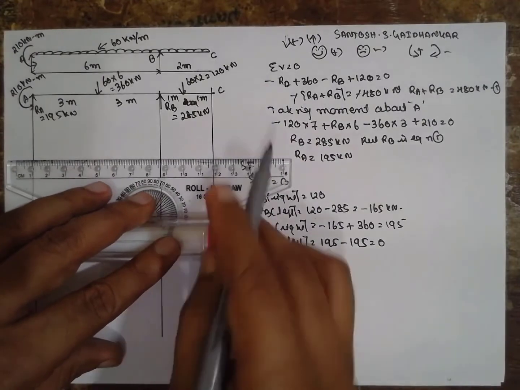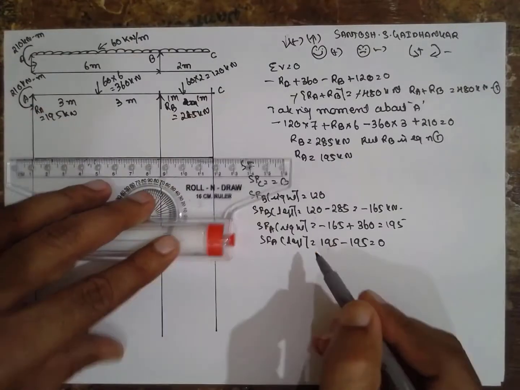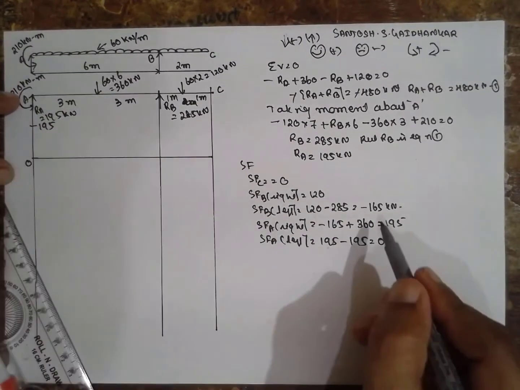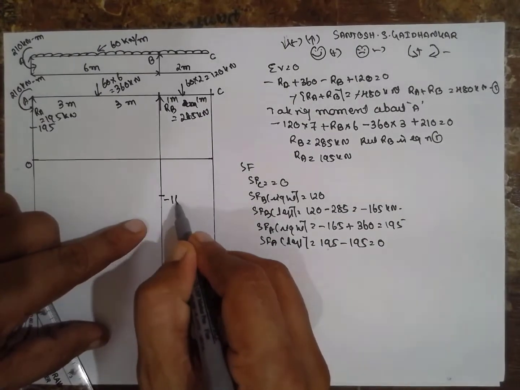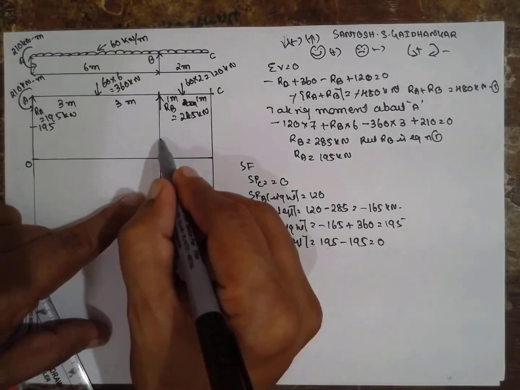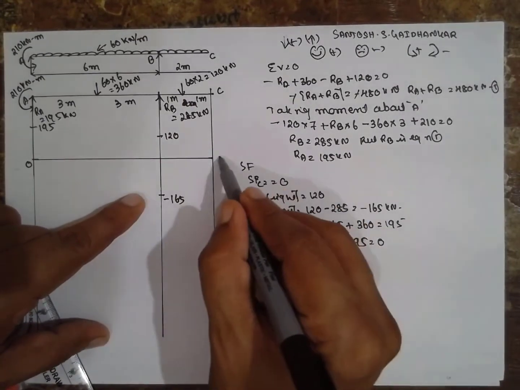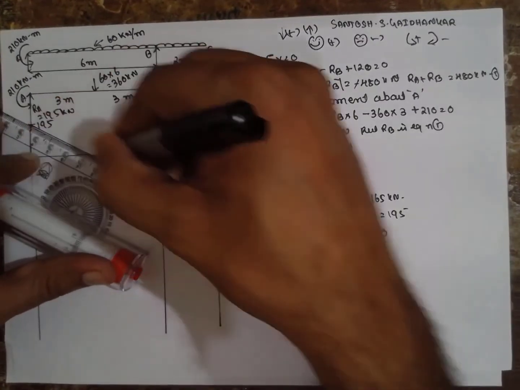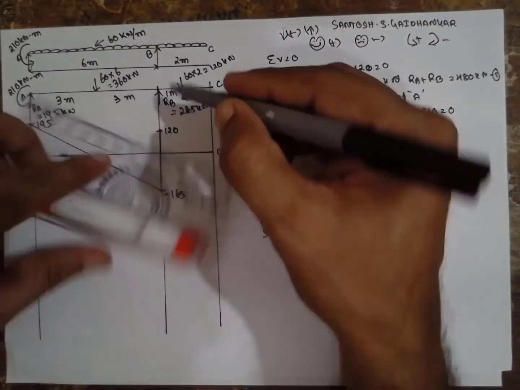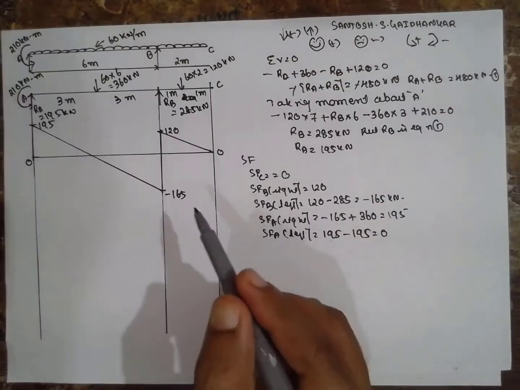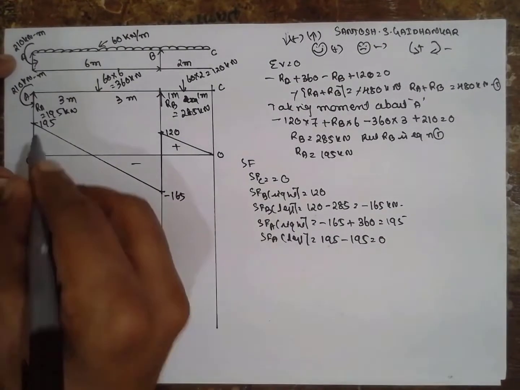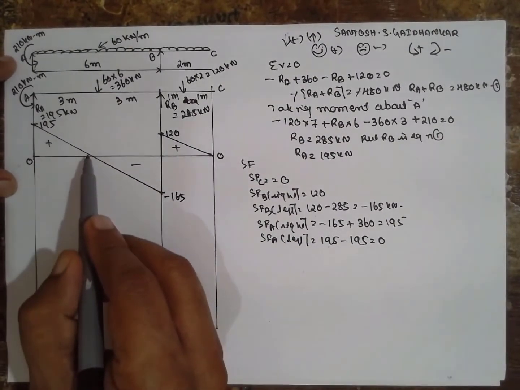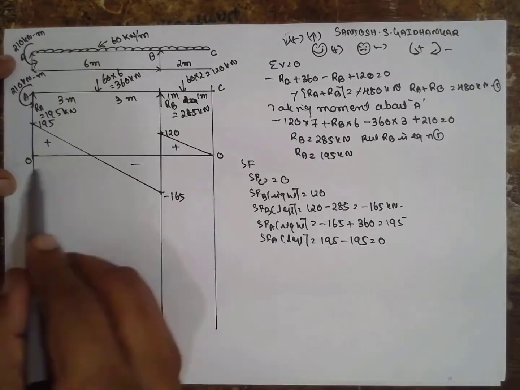A will be 0, 195, 165, minus 165, 120 and 0. Positive, negative, positive. As the line cuts from negative to positive, the maximum occurs when the shear force is 0. We have to find out the x distance here.